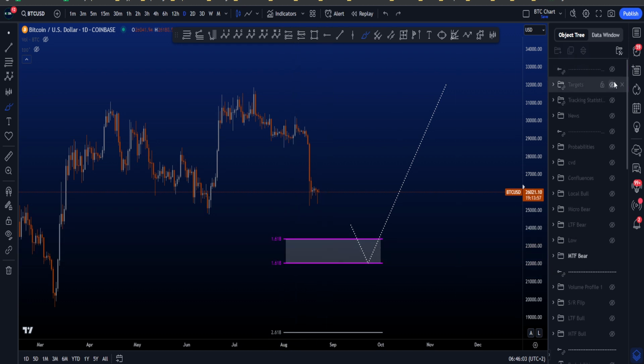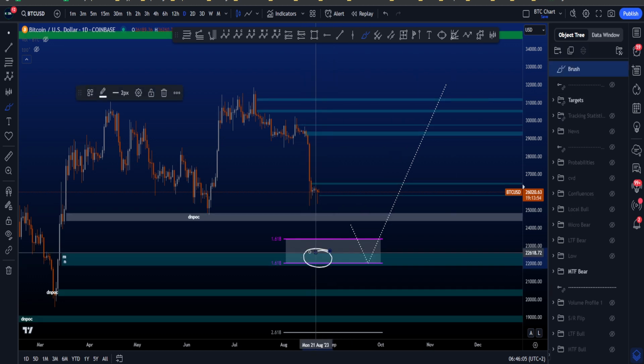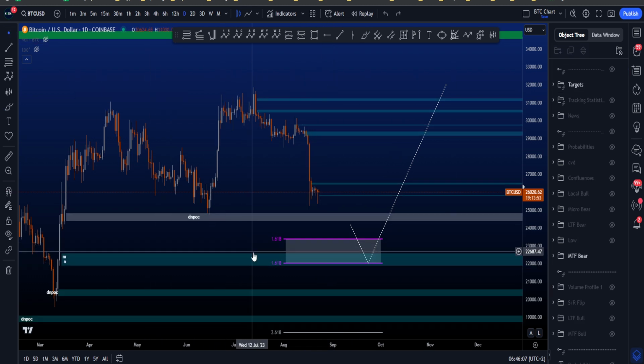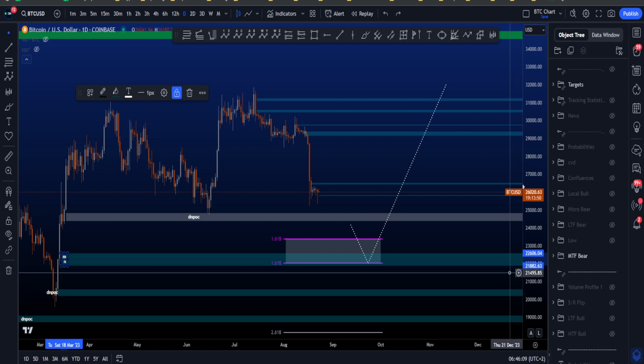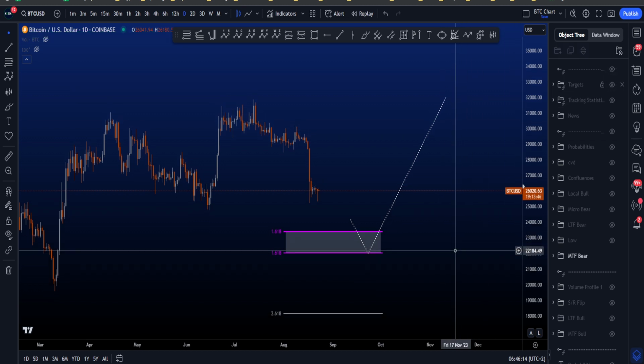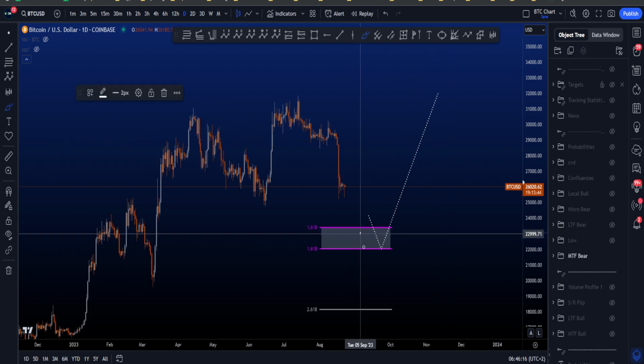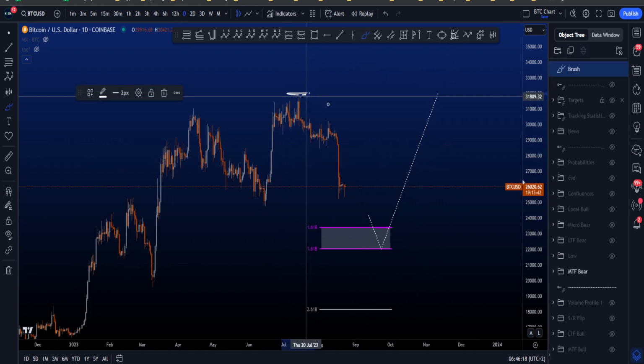and 22k, and we have some nice additional confluence in this area over here, which is the blue support box between 21.8k and 22.6k. Now after the low of this impulsive structure is in, we then expect continuation of the trend to at least new highs.